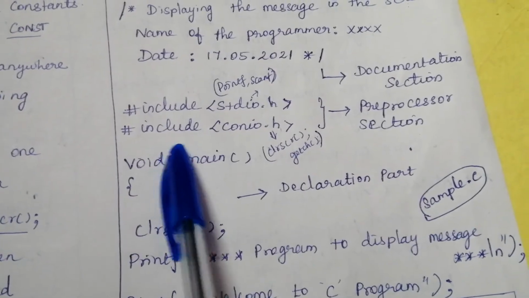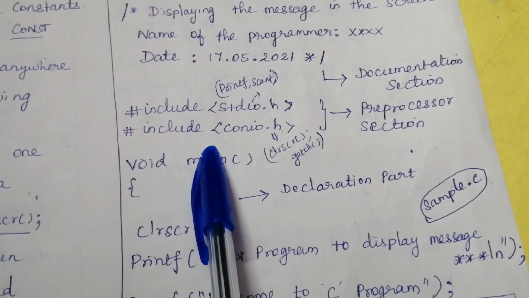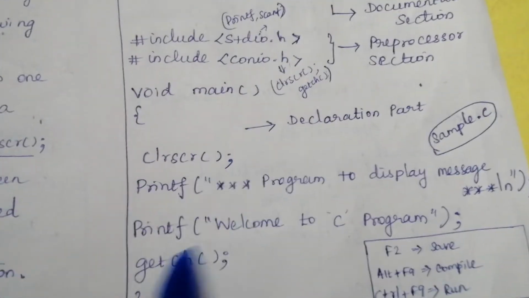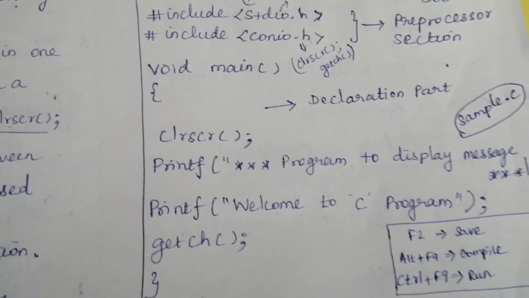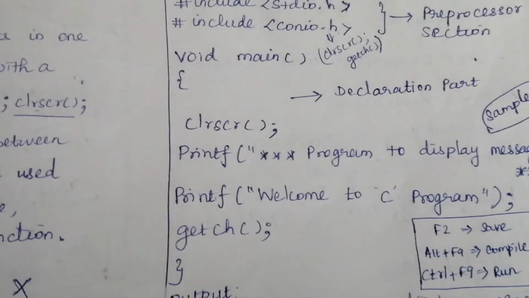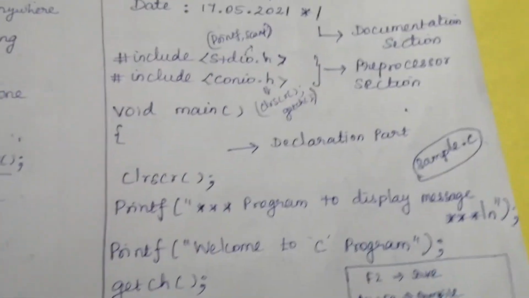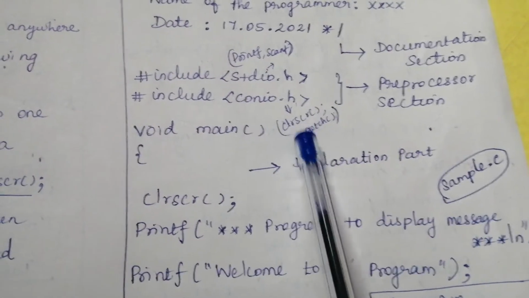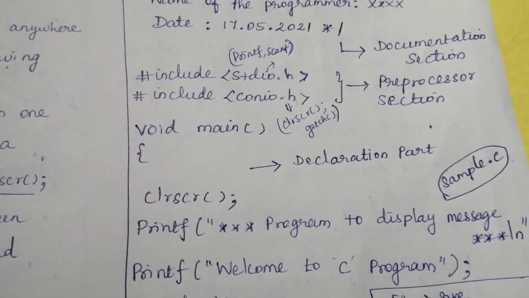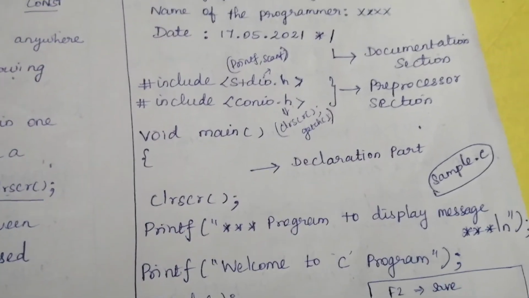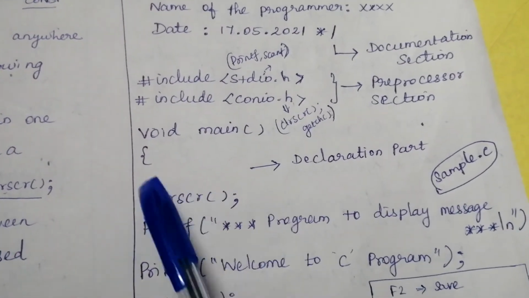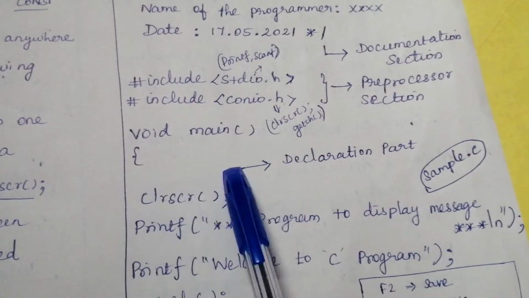Here we didn't mention the definition section. Why not? It is not needed for this particular program. Here we didn't use any pi value or any other definition, so that's why I didn't declare the definition section here. Next we started with the main function. The aim of this particular program is to display a welcome message, that's all. So I didn't declare any local variables here. So this is about the declarative part.